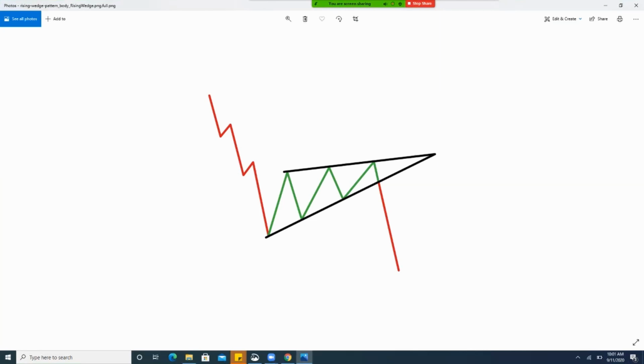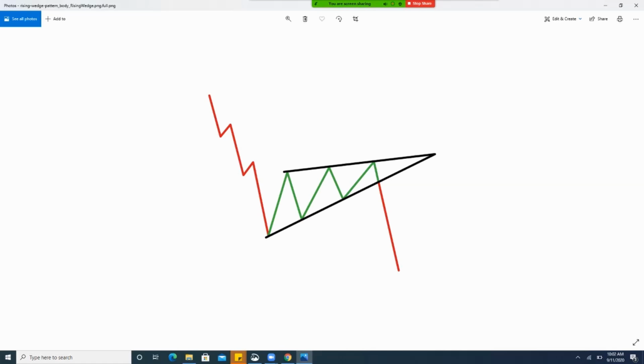There are two types of wedges: the reversal wedge and the continuation wedge. The continuation means that the wedge is forming to eventually continue the trend. In this example, it's a downtrend and there's a rising wedge forming, but it continues in the downtrend once the wedge is completed.